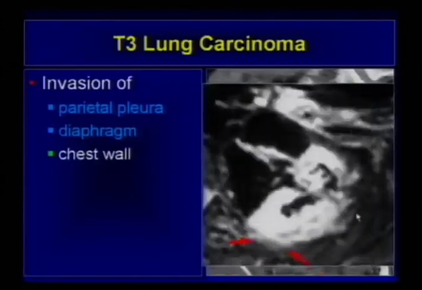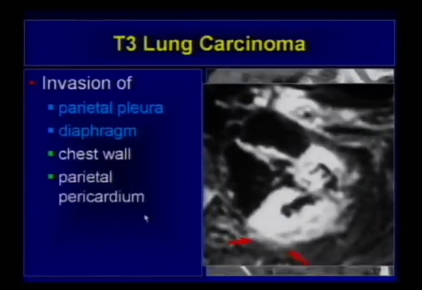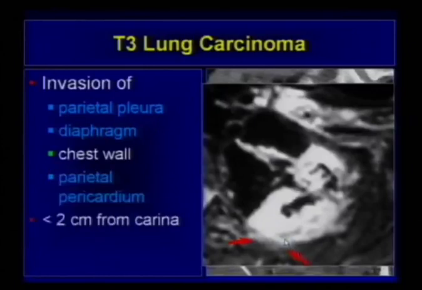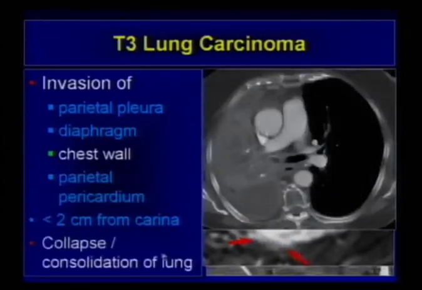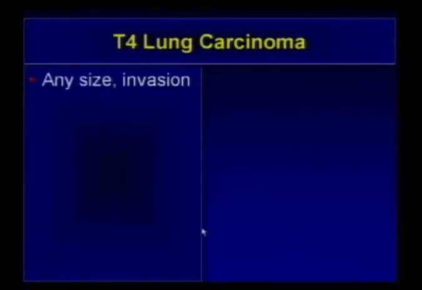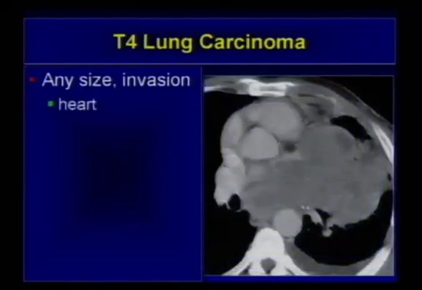On MR, you can sometimes see signal intensity extending out into the chest wall and may have some value in deciding whether or not chest wall invasion is present. Parietal pericardium being invaded gets you to T3. Or if the lesion is less than 2 centimeters from the carina, or if you see collapse or consolidation of the whole lung. The whole lung goes down due to central neoplasm. It's close to the carina, not involving the carina. It's a T3 lesion.